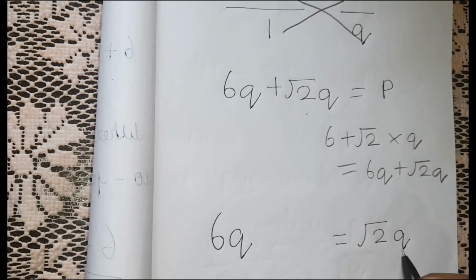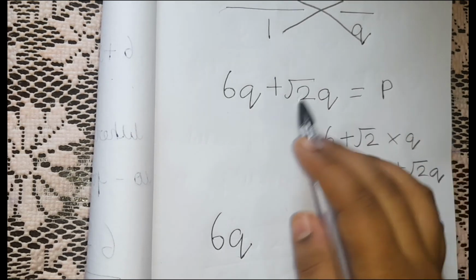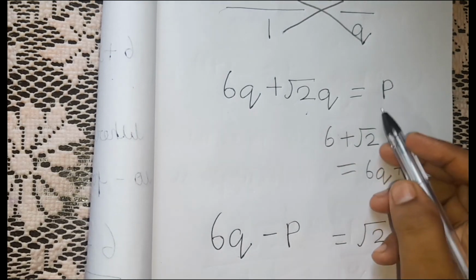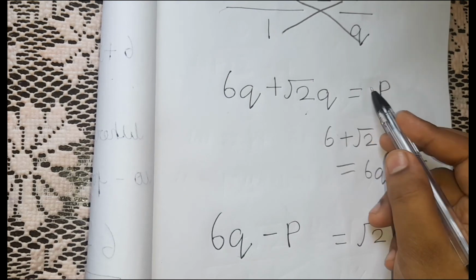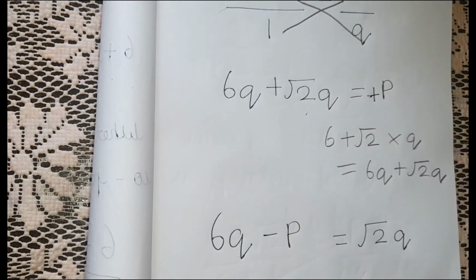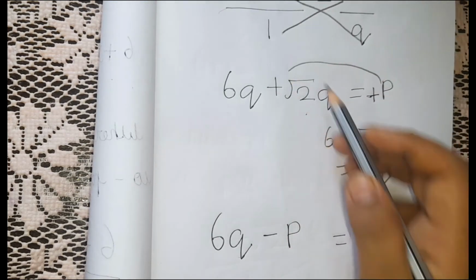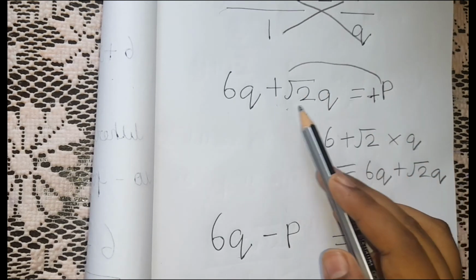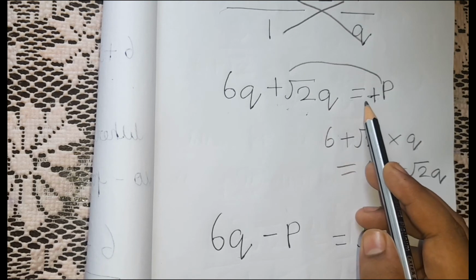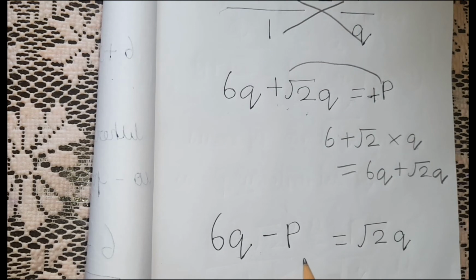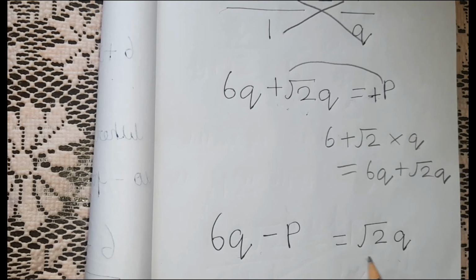So it is root 2q, and when this p comes this side, when it crosses this bridge, then it is minus p. Am I right? Why? Because here it is in the addition symbol, that means plus. So when it comes this side, then it is minus. When this plus crosses the equal to sign, then it is minus. That's why I wrote minus p is equal to root 2q. So here it is root 2q.